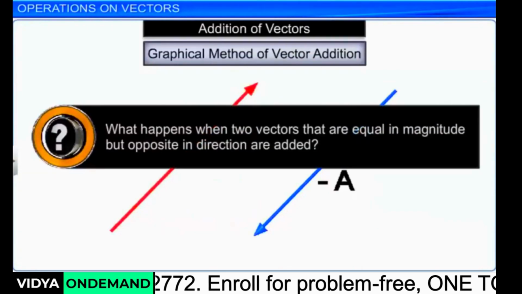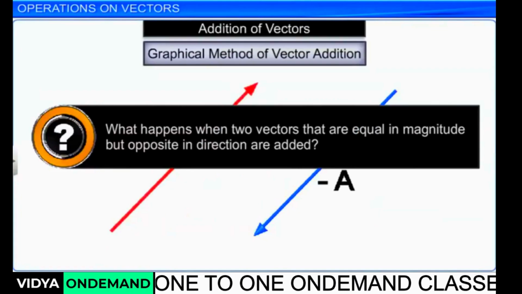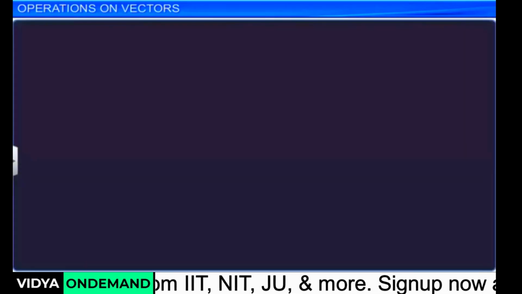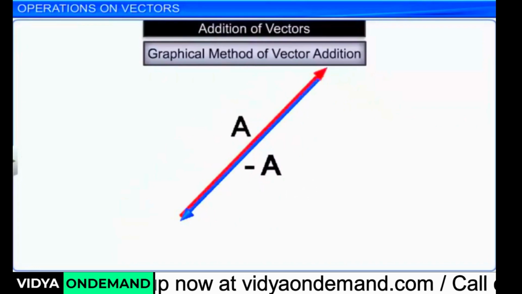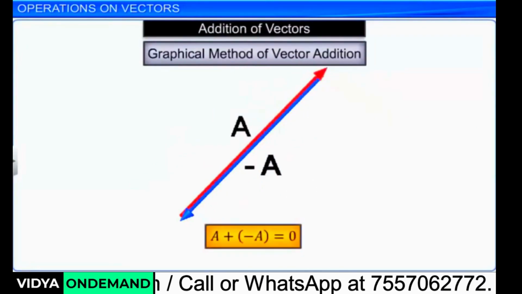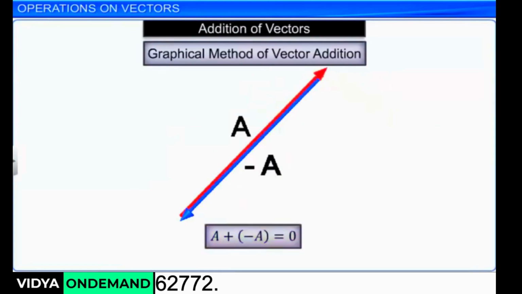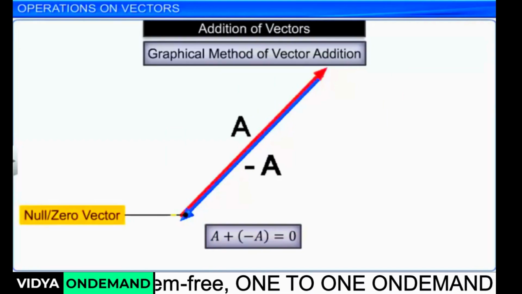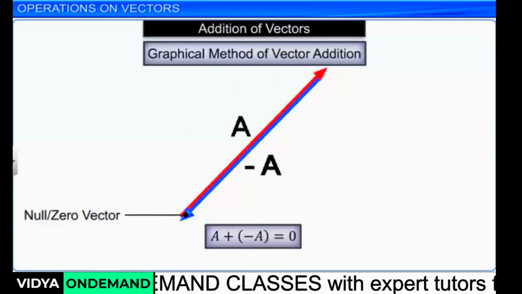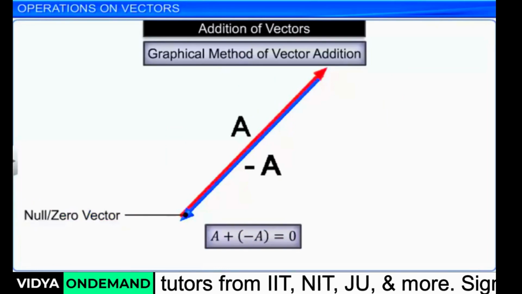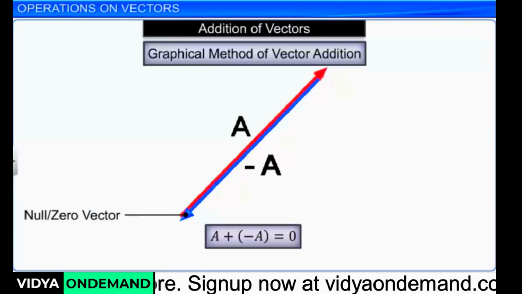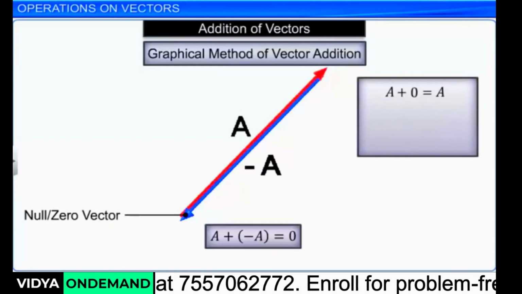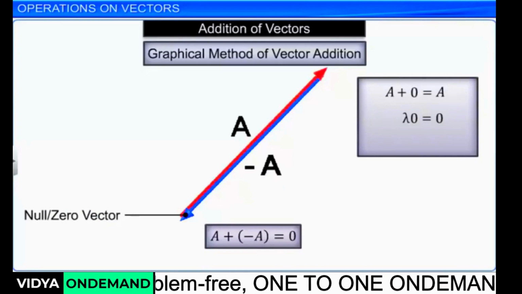What happens when you add two vectors that are equal in magnitude but opposite in direction? It results in a vector possessing zero magnitude and is called a null vector or a zero vector. In case of a null vector, you cannot specify direction. Various operations with a null vector are: A plus 0 is equal to A, lambda 0 is equal to 0, and 0A is equal to 0.